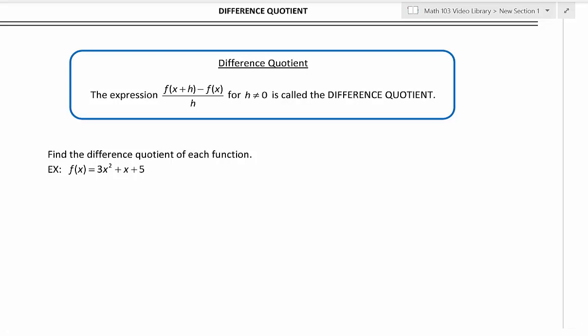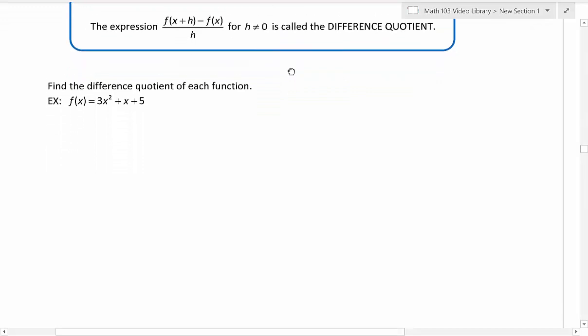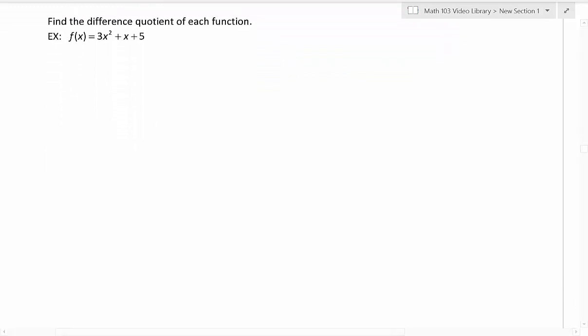In this video, we'll be discussing the difference quotient. The expression f of x plus h minus f of x, all divided by h, for h not equal to 0 is called the difference quotient. This expression has real significance when we get to calculus, so we're developing our algebra skill now so that we can apply it later. Let's find the difference quotient of each function.